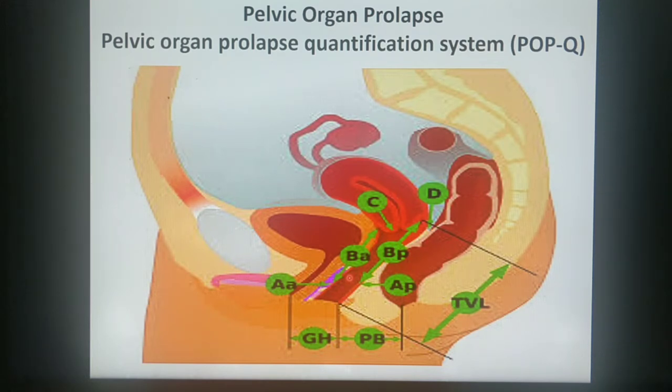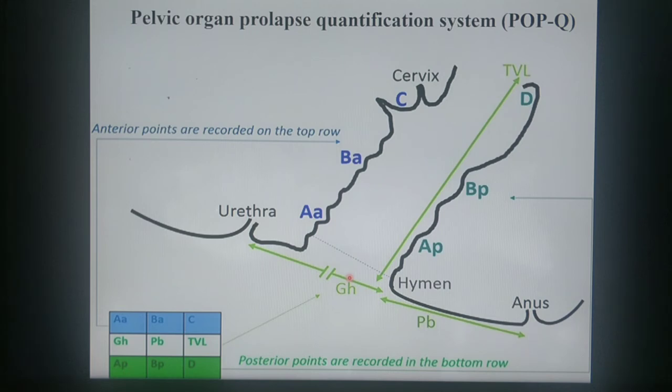If the point descends to the hymen, it is measured as 0. If it remains above the hymen, it is measured in centimeters and described as negative, and if it is beyond the hymen, it is measured in centimeters and described as positive. So all the above measurements are recorded in a 3x3 grid. The anterior vaginal wall points, AA, BA and C, are documented on the top row. The posterior vaginal wall and the posterior fornix are on the bottom row. GH, perineal body and total vaginal length are recorded in the middle row.